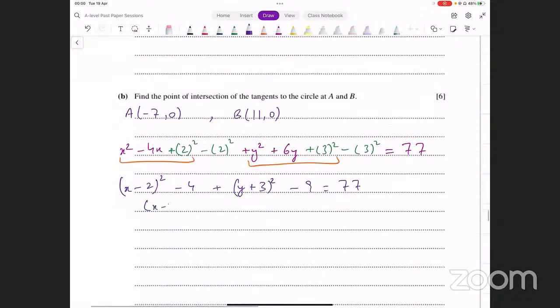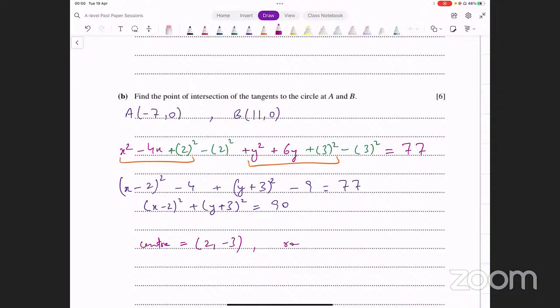And that gives you x minus 2 whole squared plus y plus 3 whole squared equals 77 plus 13 and that is 90. इससे आपको क्या पता चल गया? आपको सेंटर पता चल गया. The center is going to be 2 and minus 3. ये अंदर वाले नंबर्स के आपने साइन फ्लिप कर देने हैं बस. 2 and minus 3. Sorry, not radius, center. Center is going to be this.